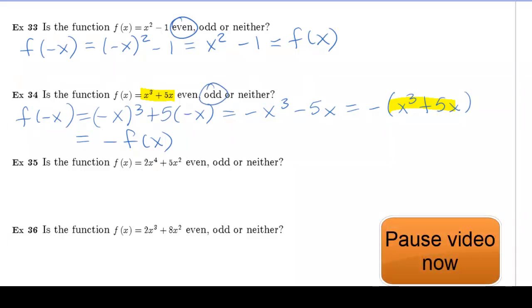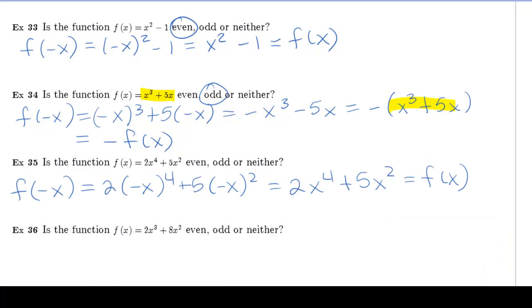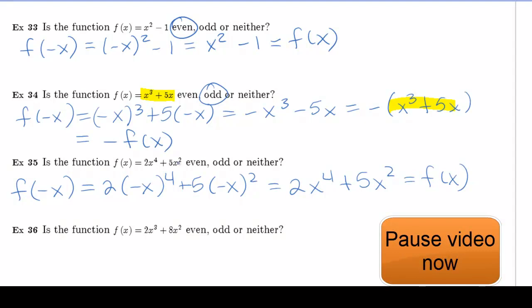So I want you to pause the video here and try the next example, and then resume the video to check your answer. So you should have worked out that when you plug in the negative, you end up getting the original function back. Again, we've got an even exponent x to the 4th and an even exponent x squared. Both of those are even, so we end up with an even function. Let's try one more here. Again, pause the video and then resume it to check your answer.